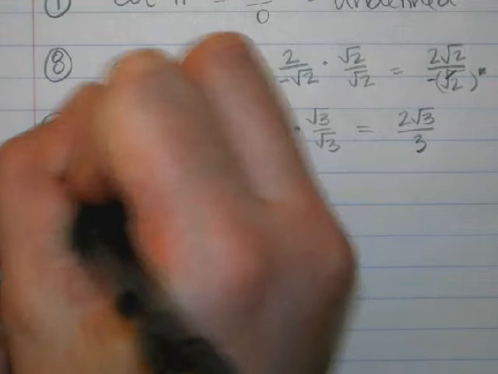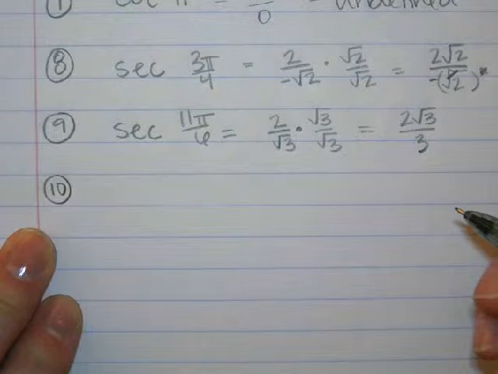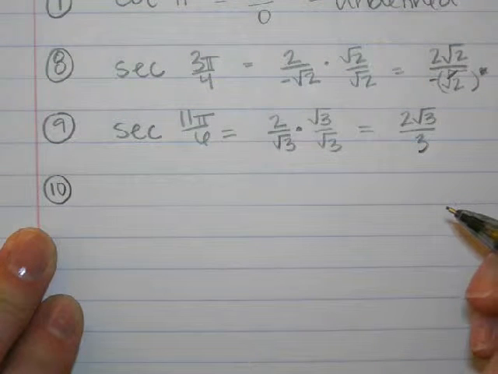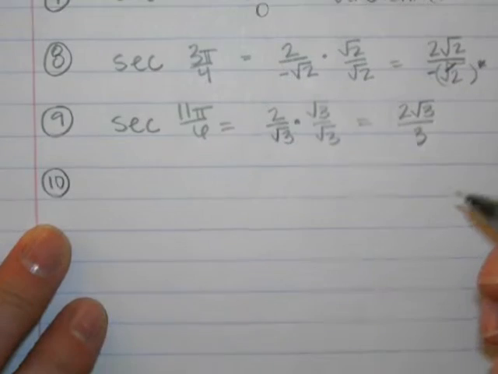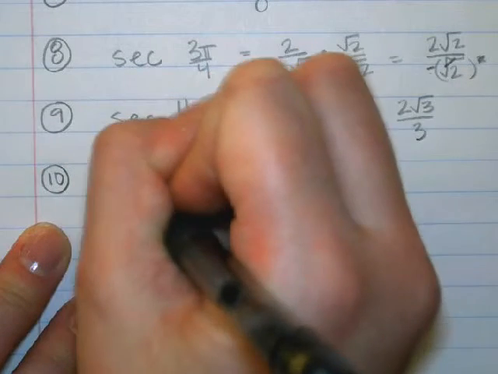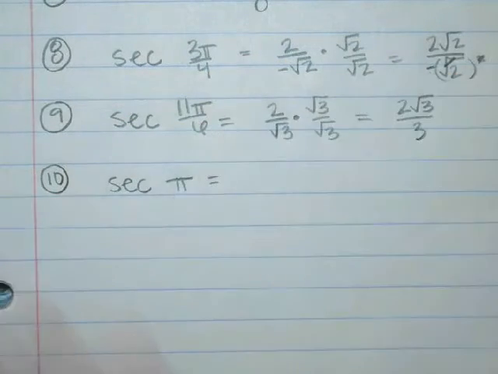All right, number 10. For this one, we're going to do secant. I'm just really enjoying the secants. We're going to do secant of pi.